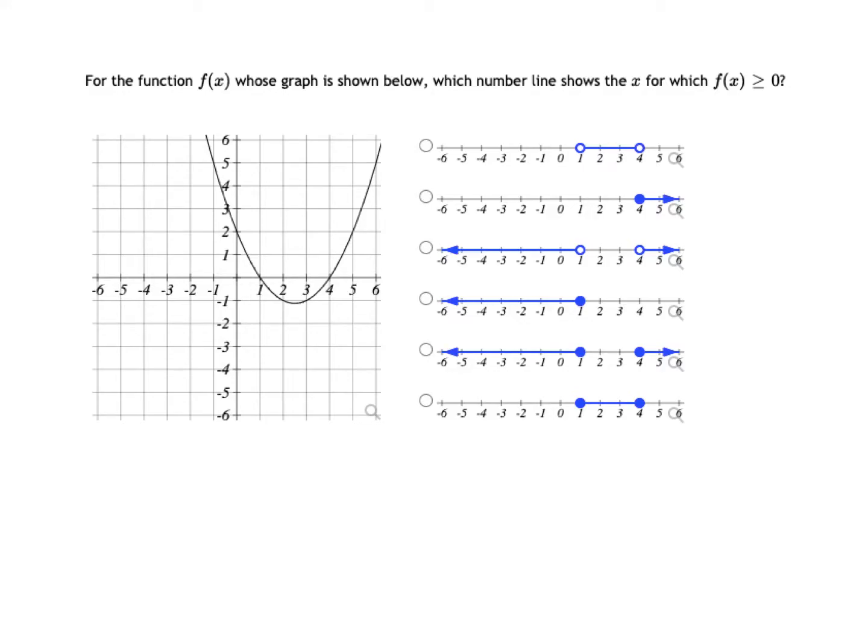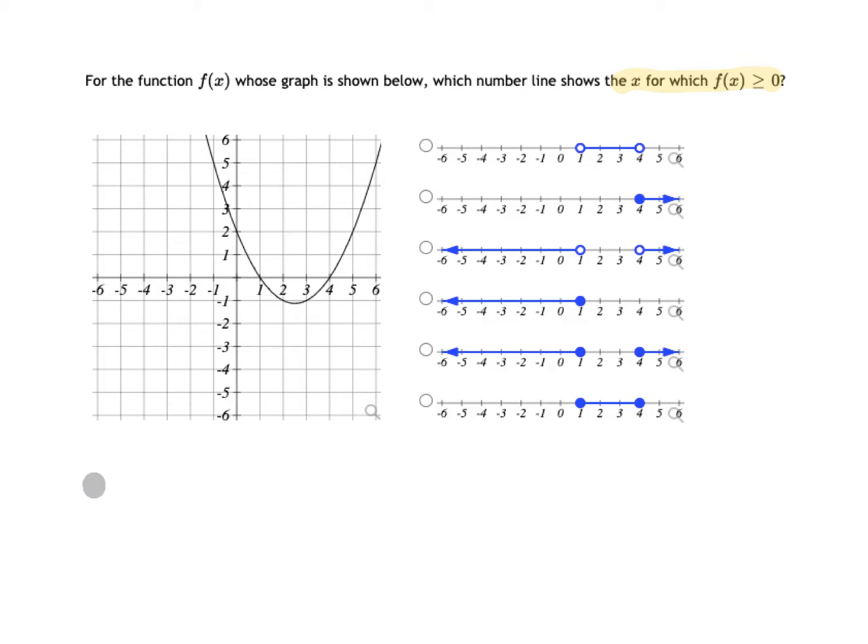This is a non-computational, more conceptual question about the meaning of the sign chart and solutions to inequalities. In this problem, we're trying to identify which of these multiple options given on the right are solutions to the question about the values of x for which f of x is greater than or equal to 0. The missing piece here is the actual sign chart itself.